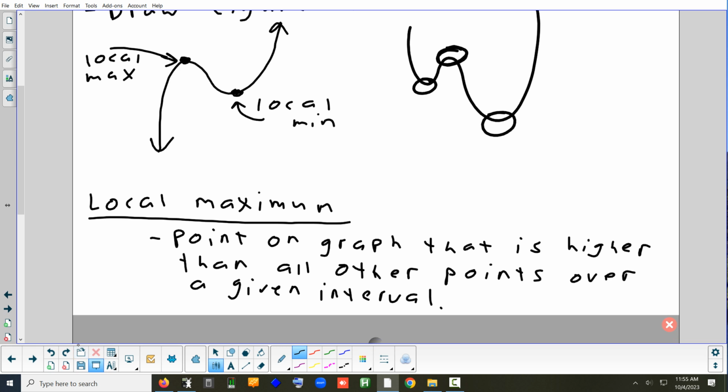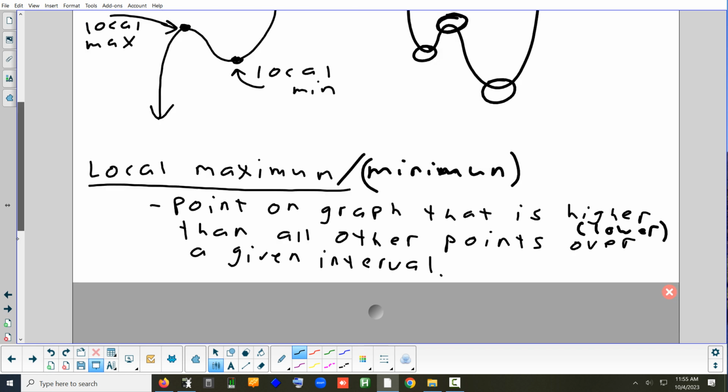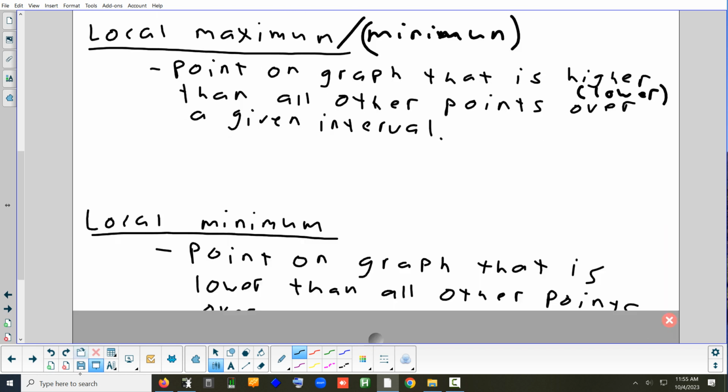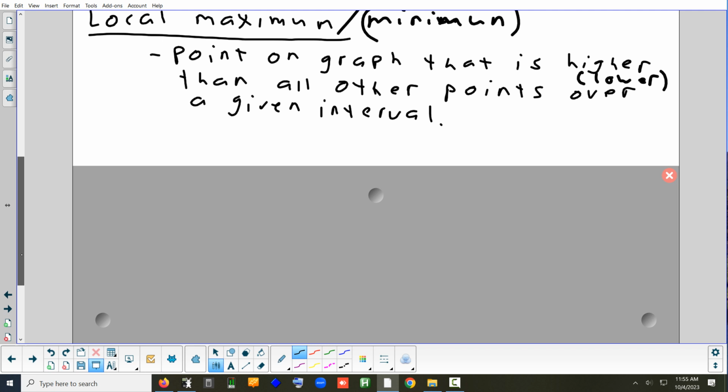So a local maximum is a point on the graph that is higher than everything around it. And you know what? We could just kind of combine minimum with it. And then just put a point on graph that is higher, and then I'll put lower than everything else around it. That way we don't have to write maximum and minimum twice.